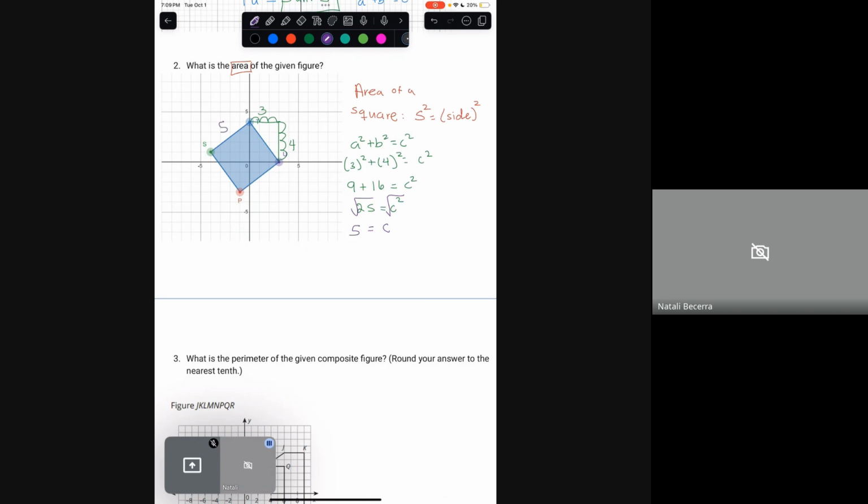So that means that this is 5, this is 5, this is 5, this is 5, right? So remember that the area of a square is just side squared. So if I do 5 squared, I get 25. So the area would be 25 units. That's my answer. So that's how you would use the Pythagorean theorem.